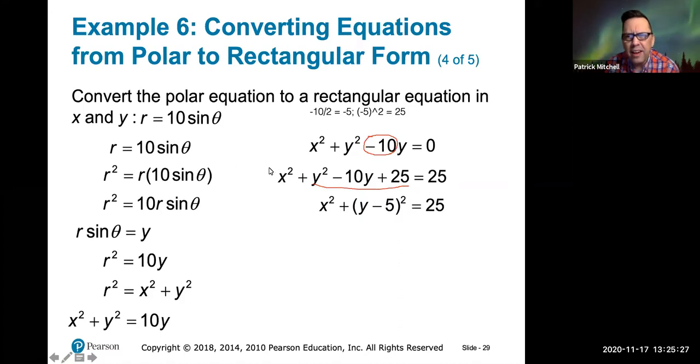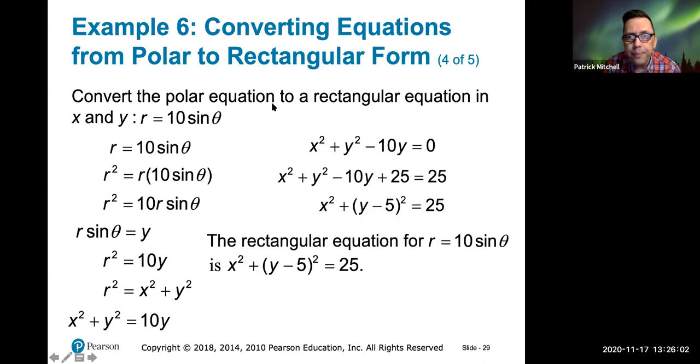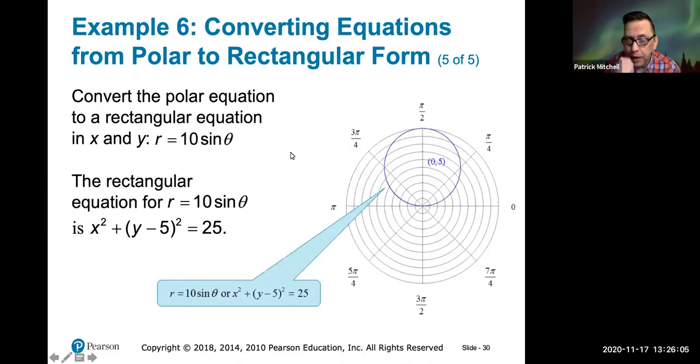So this is really kind of the backwards version of the problem that we did a little while ago, except we were converting from rectangular to polar, right? It was x squared plus y plus 1 squared equals 1. And the polar equation turned out to be r equals -2 sine theta. So this is kind of like that, just going in the other direction. So the rectangular equation for r equals 10 sine theta is x squared plus y minus 5 squared equals 25. And there you see the graph of that equation.